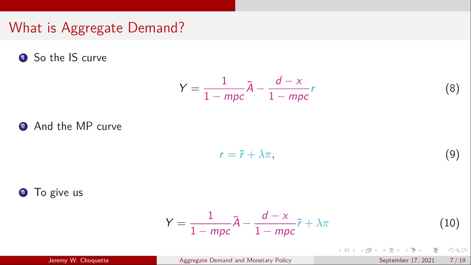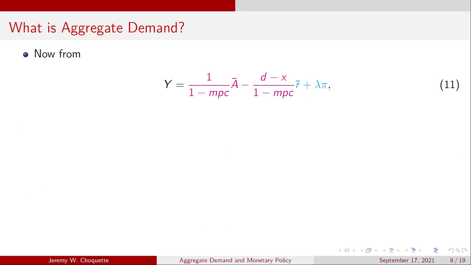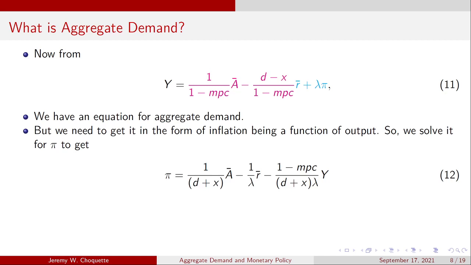Now, what we have here is a failure to communicate. What we got here is a bunch of stuff, but it's y equals a bunch of this stuff plus lambda times pi. Well, that's pretty interesting because now I've got output y as a function of a bunch of stuff plus something times inflation or prices. So now I've got something in terms of output and inflation, aggregate demand, right? So from equation 11, boom, we have an equation for aggregate demand. That's pretty cool. Now I need to get this in the form of inflation being a function of output.